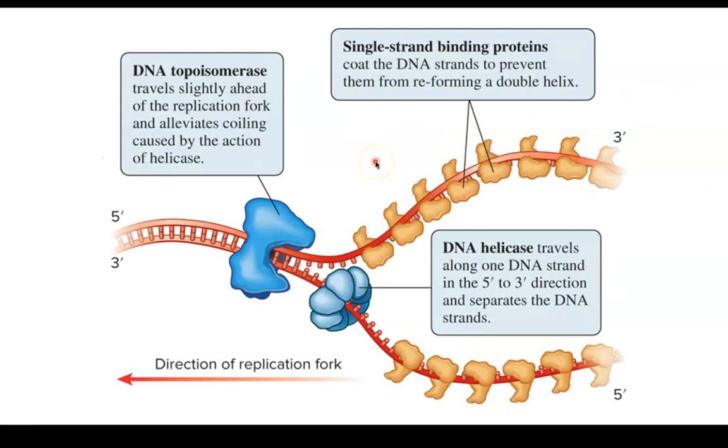So again, this is just a really big picture of everything. Our direction of replication is going to the left. Remember, every time you see a fork, your replication will go in that direction. You have the topoisomerase, which is going to be the first protein to help keep it straight. You have DNA helicase, which actually does unzip the strands. And then you have single-stranded binding proteins, which will stick on the strand and help to keep it apart.